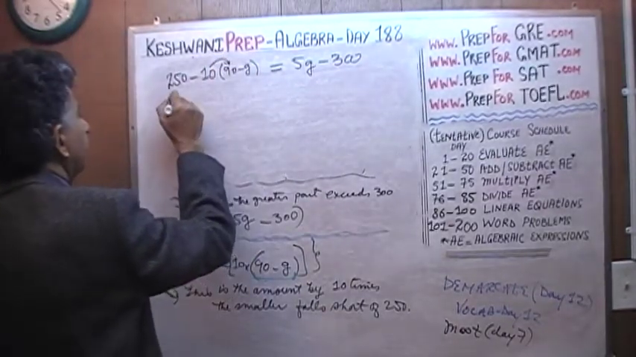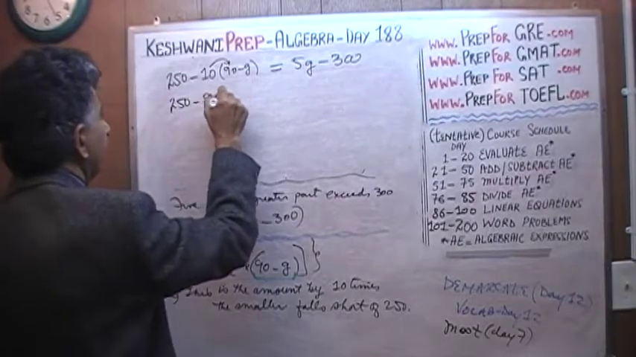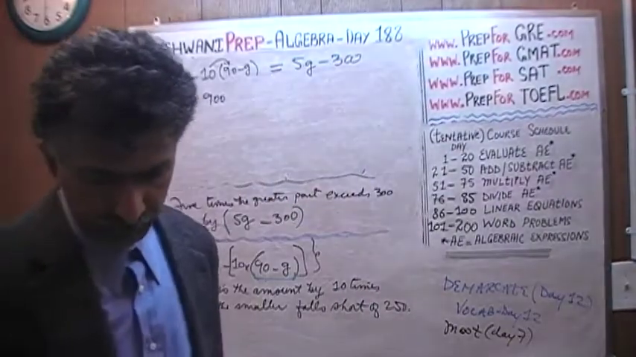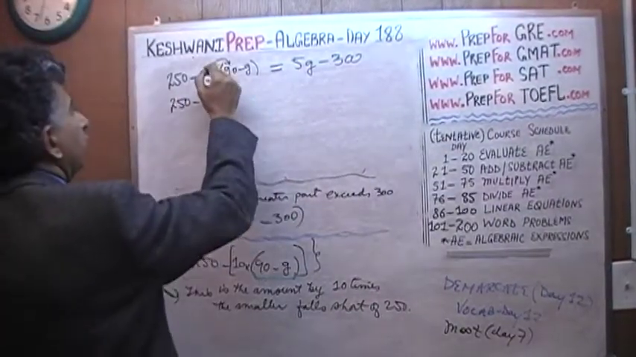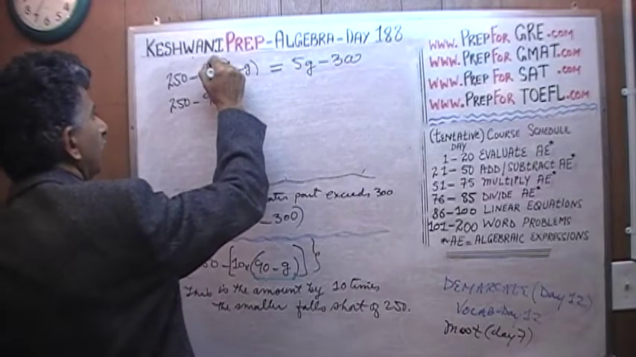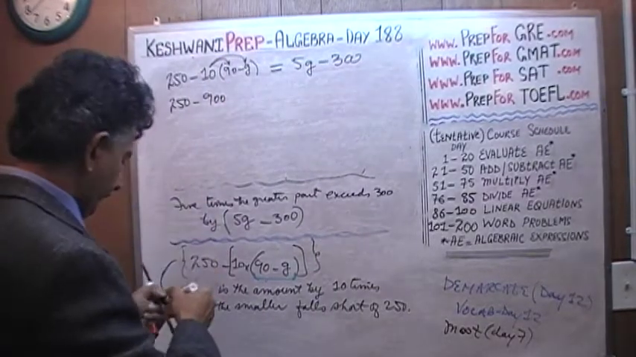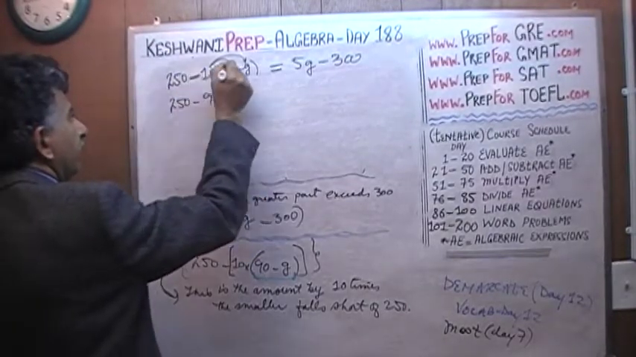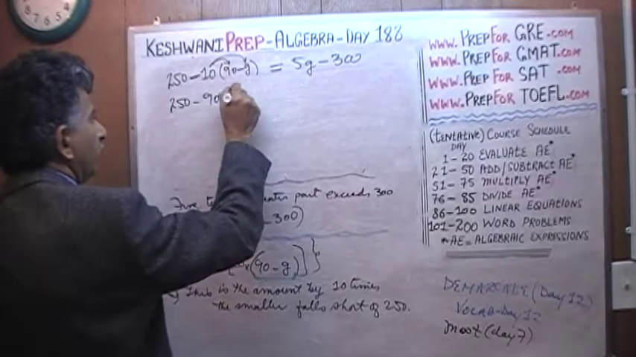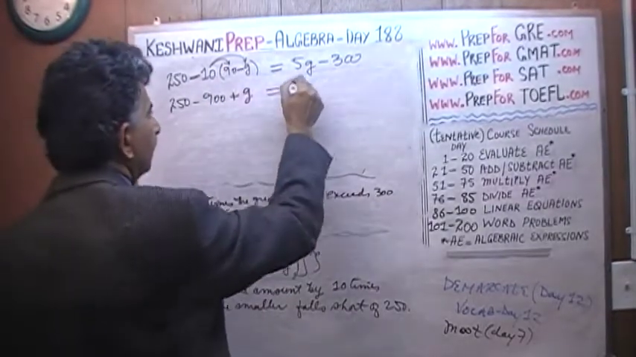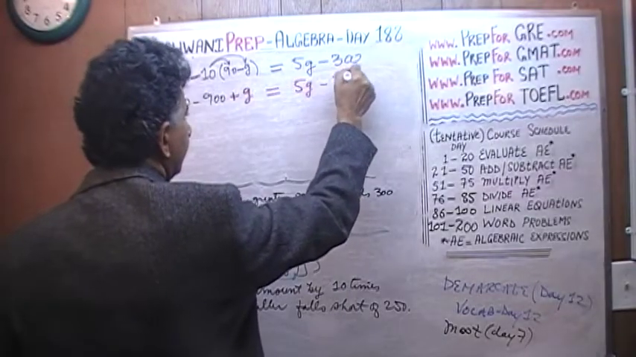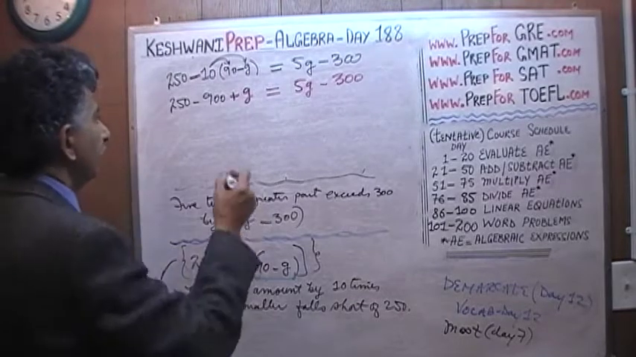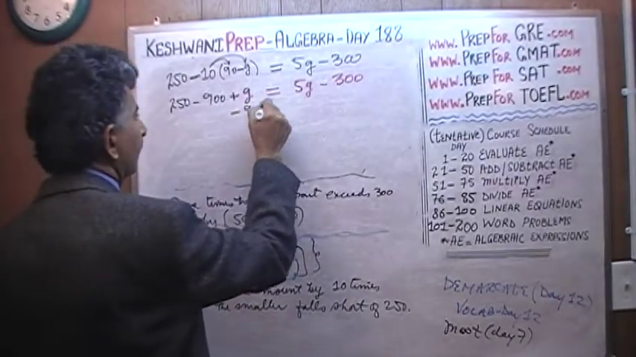So 10 times 90 is 900. Now that scares me because I don't recall seeing 900 when I was solving it. Oh, there is 900. And then negative 10 times g. See right here? We have a negative 10 and a negative g. That negative times negative is going to become positive. Positive g equals 5g minus 300. Let's subtract g from both sides.